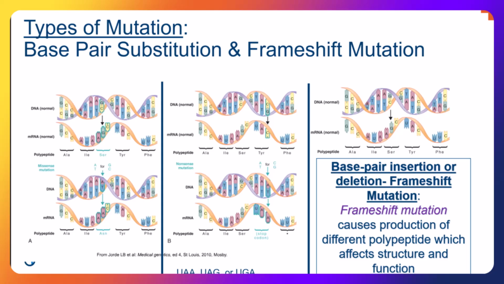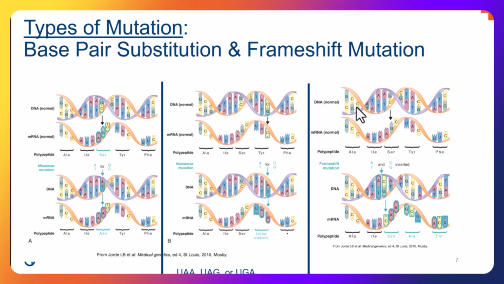And so as you can probably imagine, if you're inserting or deleting, it's going to cause an entire shift in the reading frame of that messenger RNA. So what we end up with is a different polypeptide, which affects structure and function. So let's see what that looks like. So what we have here, again, is that normal DNA, the normal mRNA, and then the normal polypeptide composed of the amino acids based on the specific codon. What we're going to do with a frame shift mutation is we're going to insert 2 base pairs. So we're not removing anything, we're just inserting.